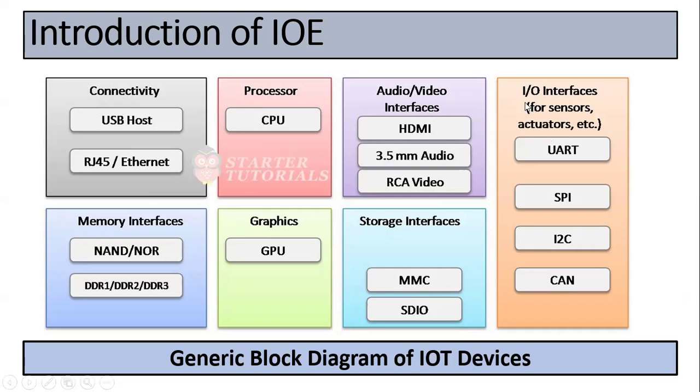SDIO card. Next, sensor interfaces are available, which are connected through different protocols: UART, that is the asynchronous receiver transmitter protocol, then SPI, I2C, internet control protocol, and CAN protocol. These are the protocols which are used to connect the sensors. Now, this is a basic building block of an IoT device. So, an IoT device has so many circuits, and this one particular block becomes an IoT device.